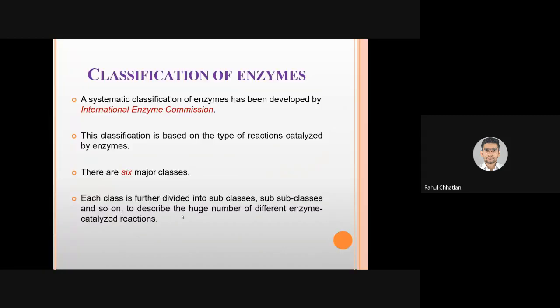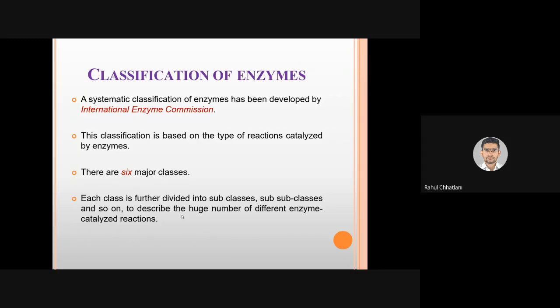Moving to the classification. Now classification is for 6 major classes. You can say enzymes are of 6 types. A systemic international classification is there. So the International Enzyme Commission has given this classification. Classification is based on the reaction catalyzed. These 6 were given based on which reaction the enzyme helps in. Depending on that there are 6 types. Each class is further divided into subclasses, and so on.